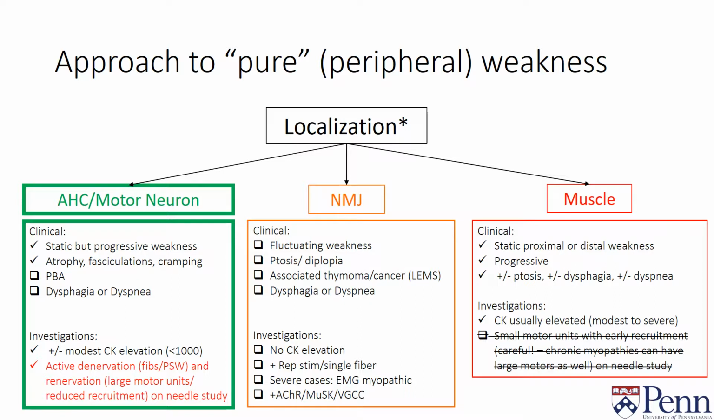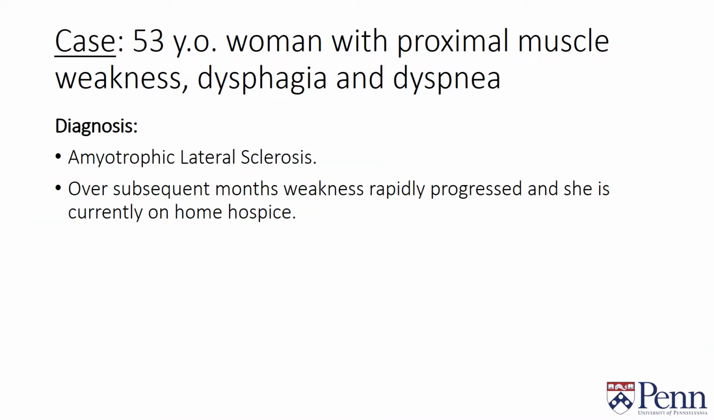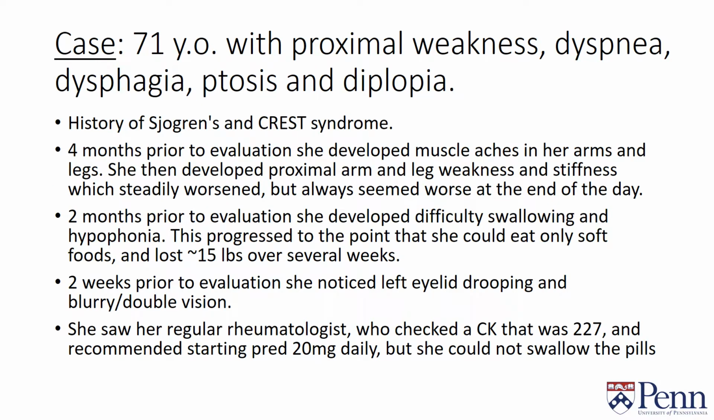So bringing it back to the categories, it seems this is most consistent with motor neuron disease. And I think what threw off the primary care doctor was the presence of CK elevation, but again, that can be seen in motor neuron disease. The EMG is quite helpful, and clinically, the presence of fasciculations indicates a nerve problem. That muscle twitching comes from the nerve itself, so only nerve processes can cause those fasciculations. So this patient had amyotrophic lateral sclerosis, and over the subsequent months, her weakness rapidly progressed, and she is currently on home hospice.